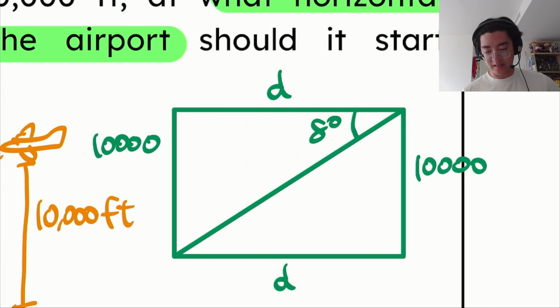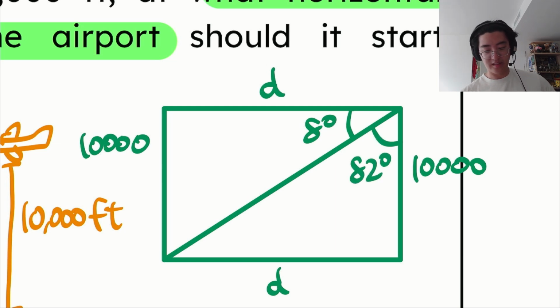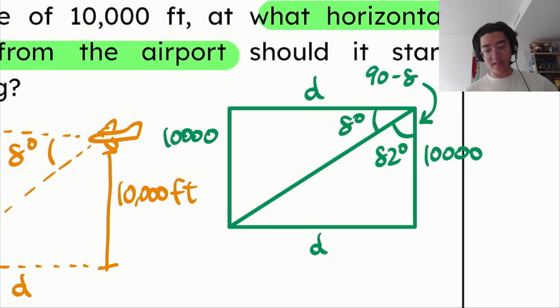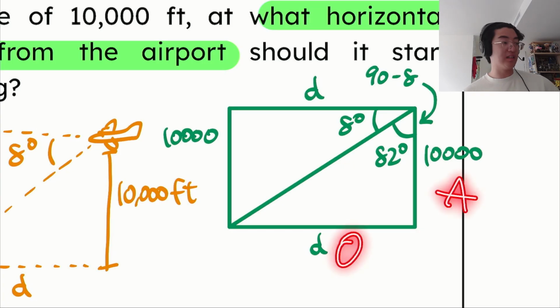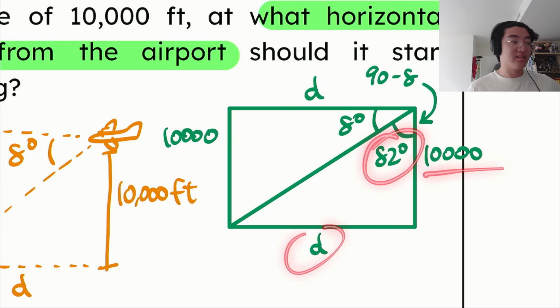Or what we can notice is that this right here must be a right angle, so this angle right here must be 82 degrees. And then we can use the tangent of 82 with the opposite of D and adjacent of 10,000. Both will be the exact same answer. Either tangent of 8 degrees is 10,000 over D, or tangent of 82 degrees is D over 10,000. Both will be the same.